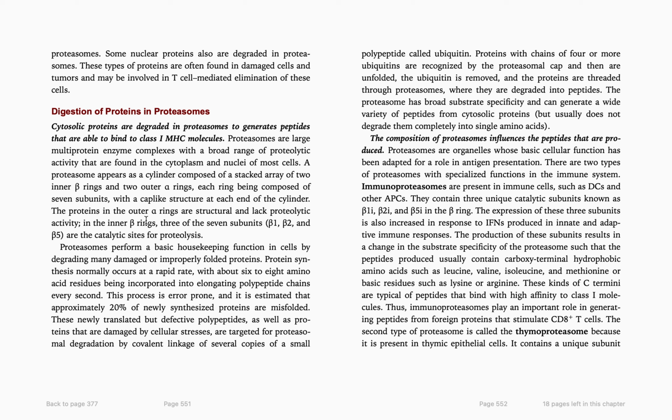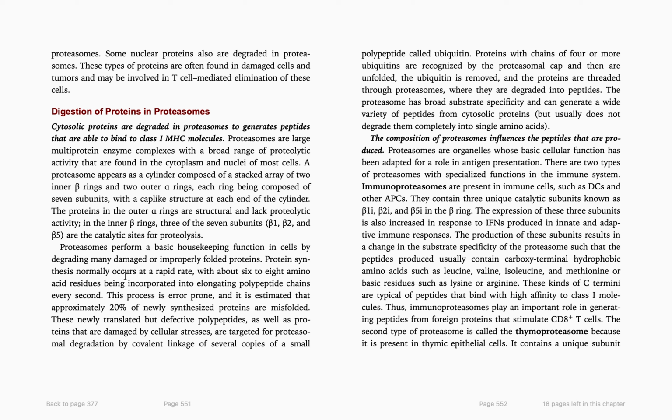The proteins in the outer alpha rings are structural and lack proteolytic activity. In the beta rings, 3 of the 7 subunits, beta 1, beta 2, and beta 5, are the catalytic sites for proteolysis. Proteasomes perform a basic housekeeping function in the cell by degrading many damaged or improperly folded proteins.